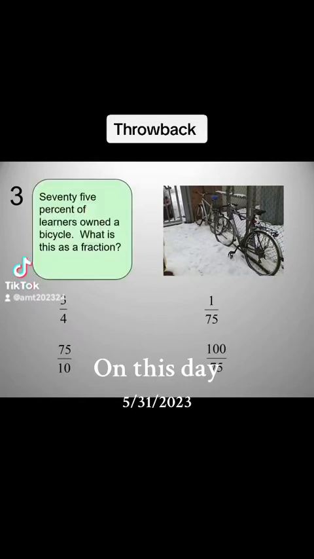Question number 3. 75% of learners own a bicycle. What is this as a fraction? So 75%. The word percentage means per 100, so out of 100. So it's 75 hundredths. I've then obviously got to simplify it because I've not got a common answer for A, B, C, or D.